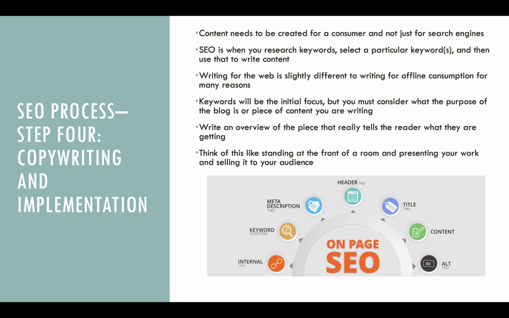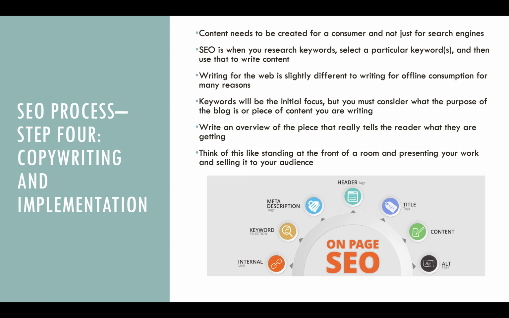So, step 4, copyright and implementation. Content needs to be created for the consumer, not for a search engine. It'll rank higher if you actually create your content for the people that you are trying to sell to. SEO is when you research particular keywords and then use that to write the content. Writing for the web is slightly different than writing for offline consumption, and that is because of many different reasons.